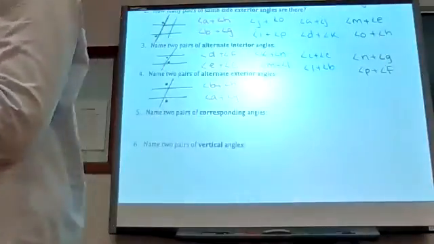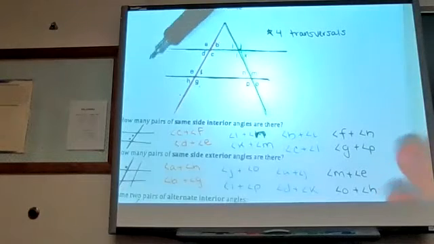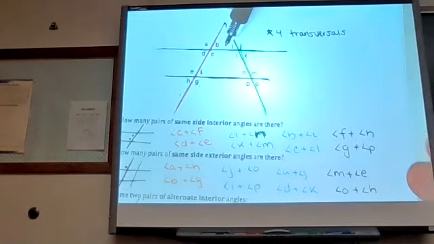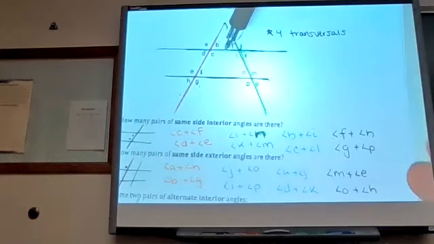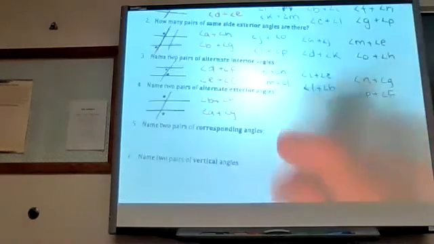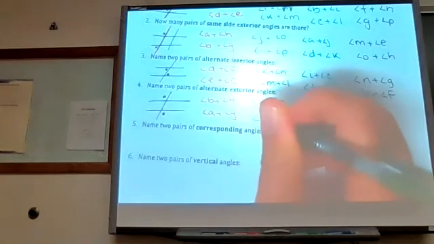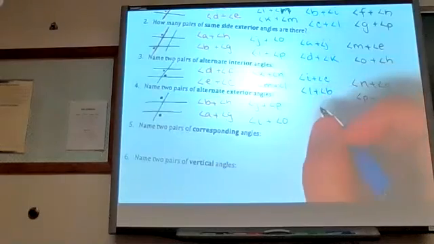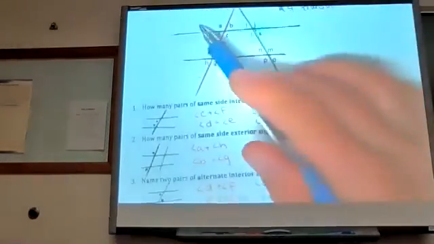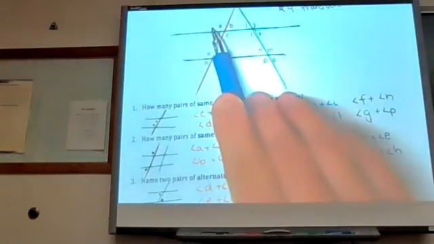Okay, so green transversal. What's a pair of alternate exterior? J and P, and I with O. Yep. Angle J and angle P, angle I and angle O. Blue transversal, what did you get? Top transversal. Up here A, with K, and D and J. Yep, and K.